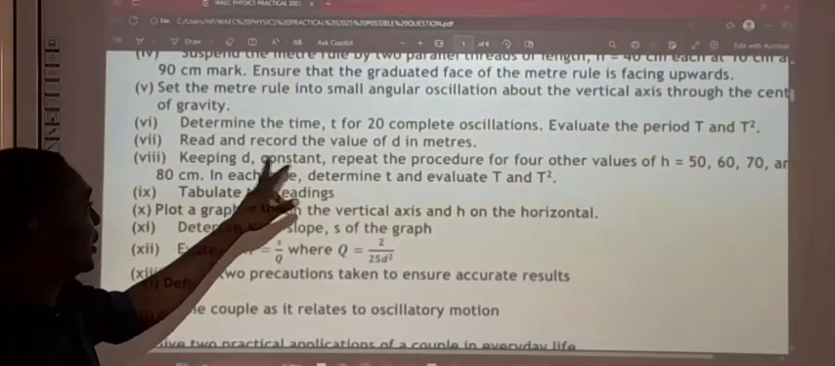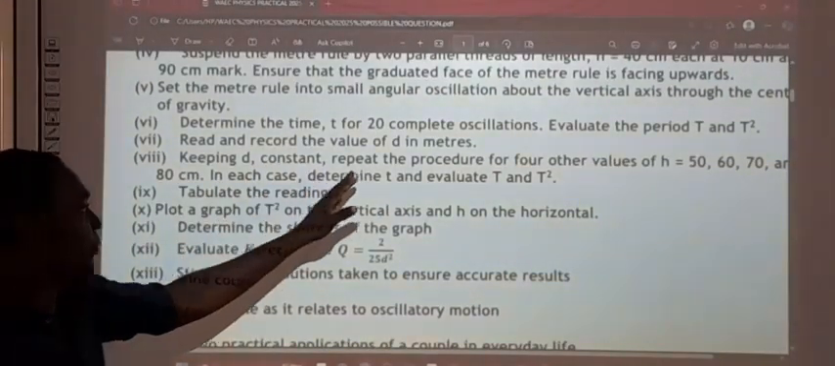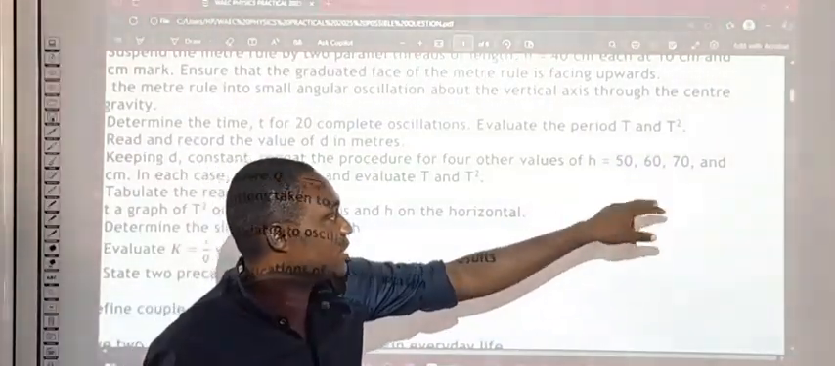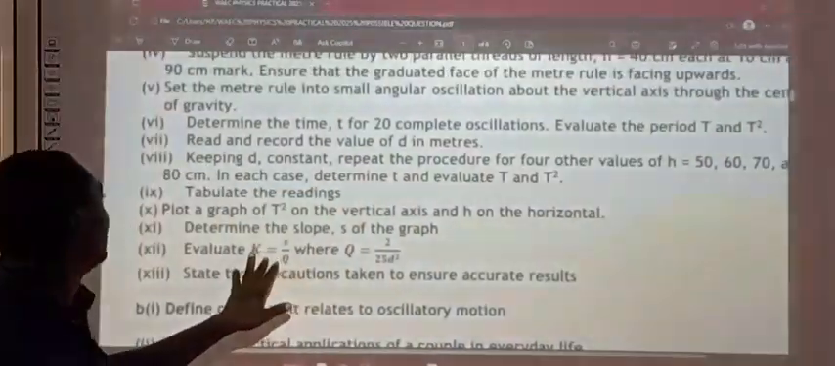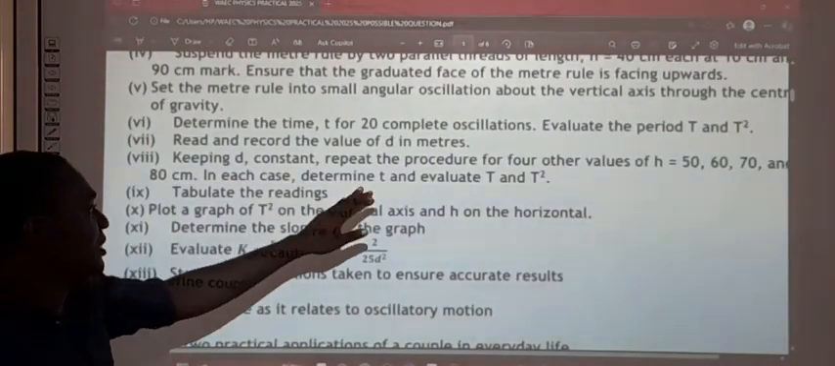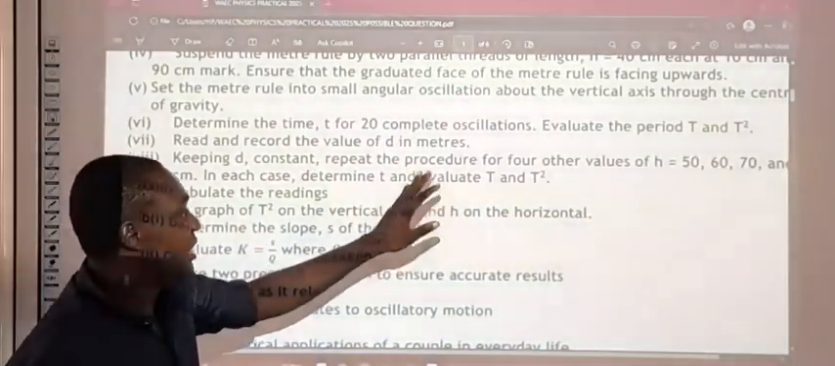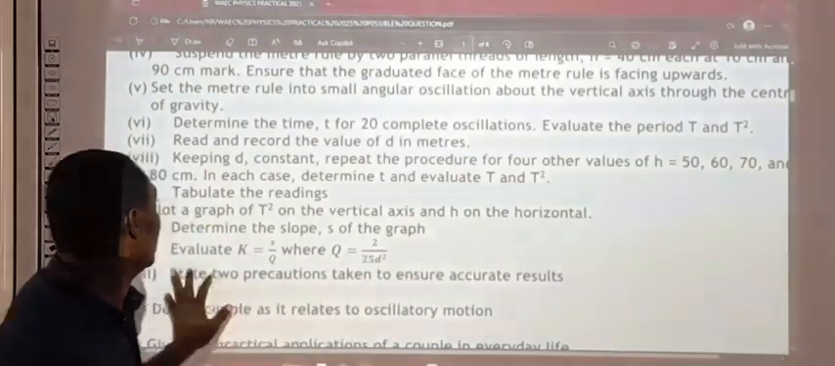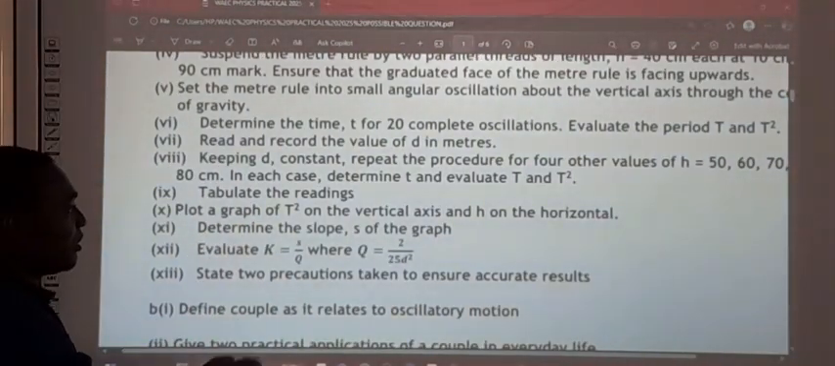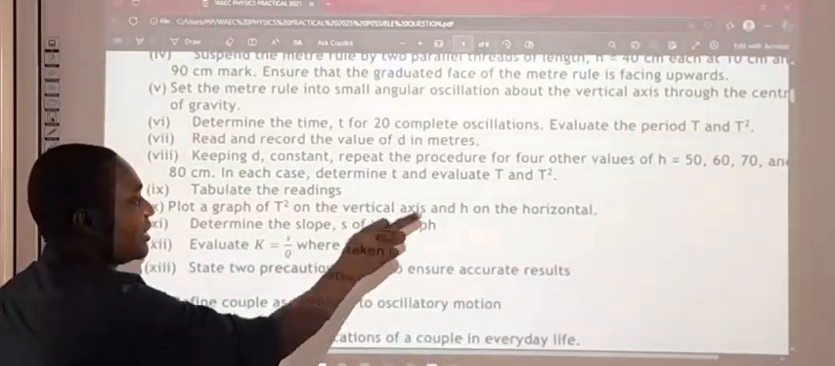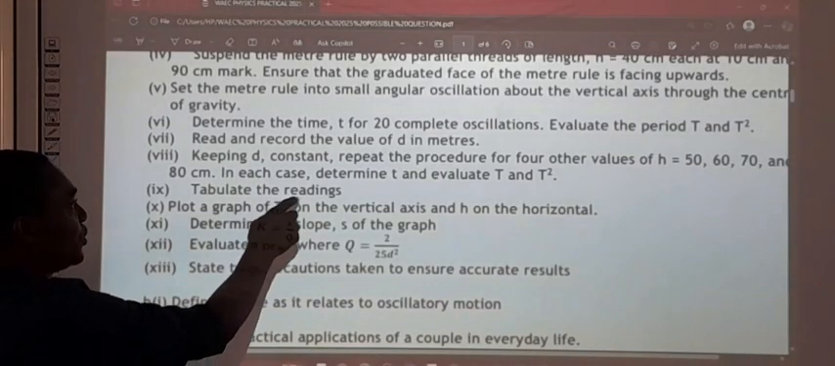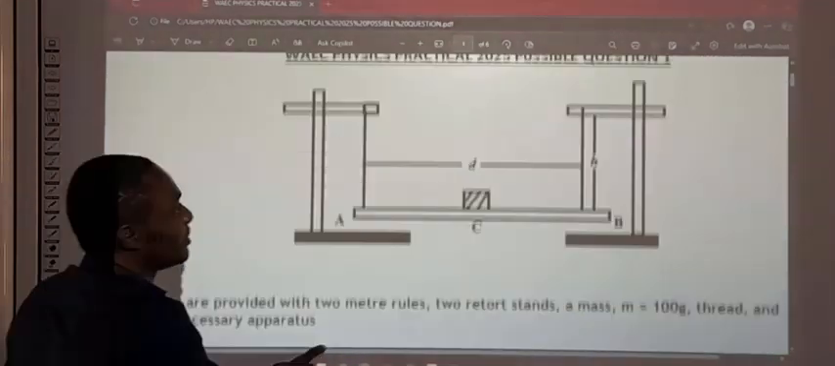Then keeping D constant. So D must be constant. Repeat the procedure for 4 other values of H equal to 50, 60, 70, and 80 centimeters. In each case, determine t and evaluate T and T squared. Calculate the radius. Plot a graph of T squared on the vertical axis and H on the horizontal axis. So we are plotting T squared against the length H.